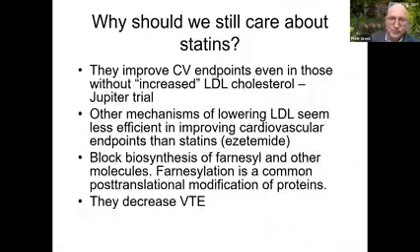Okay, so why should we still care about statins? They improve cardiovascular endpoints, even in those who don't have increased LDL cholesterol. So they have other mechanisms. Something else that points to it is that the evidence for other mechanisms of lowering LDL in improving cardiovascular endpoints is weaker than with statins. So ezetimibe lowers LDL also, but has less effect on mortality with that lowering of the LDL.